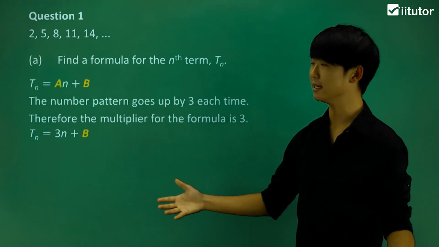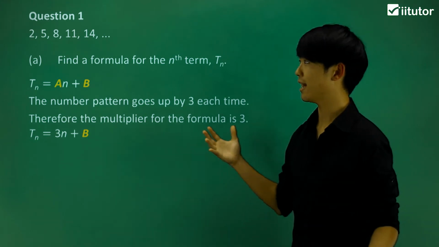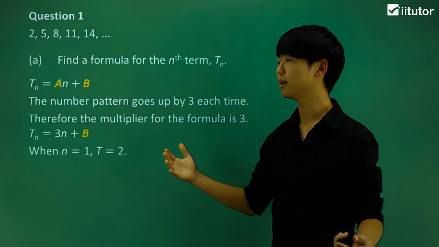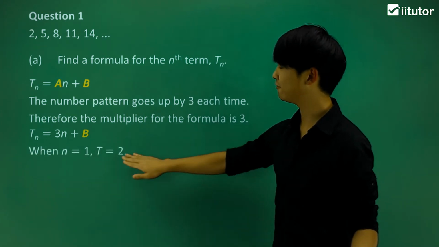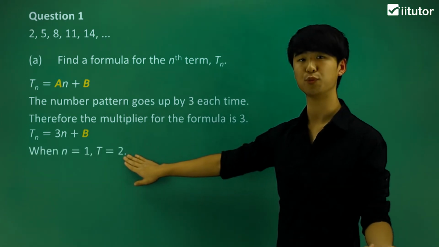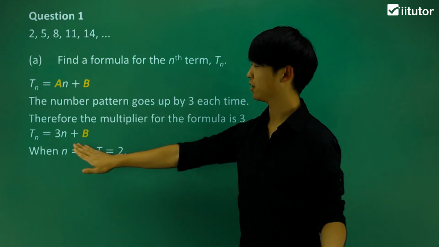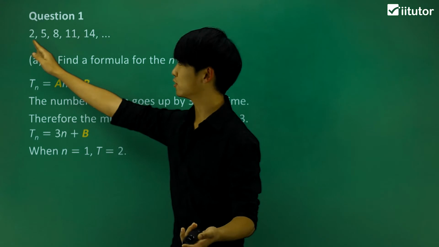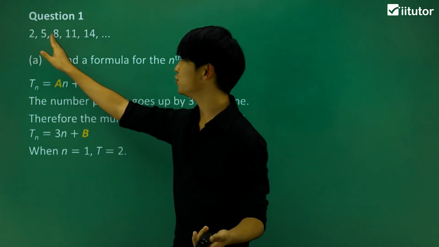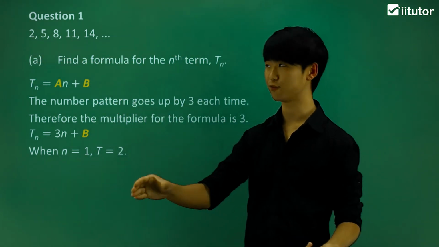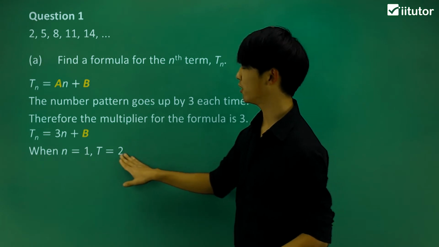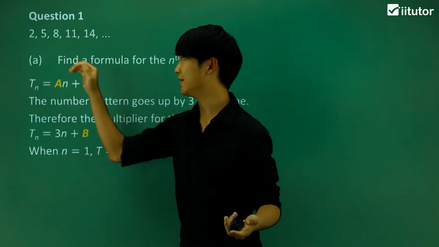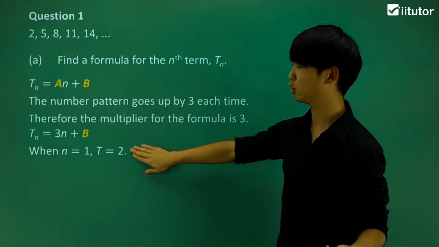To find B, I'm going to have a look at my set of numbers here, and note that when n equals 1, the value of the number equals 2. What these n's are talking about is the terms here. For example, this is n equals 1, 2, 3, 4, 5, the number of terms, and that refers to the actual value. So when n equals 1, the first term, it will be 2.